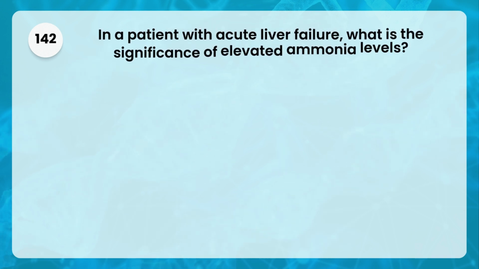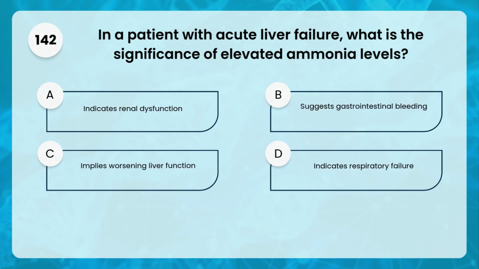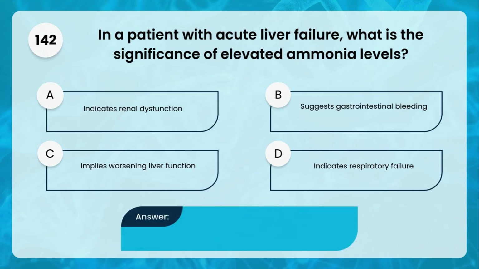142. In a patient with acute liver failure, what is the significance of elevated ammonia levels? A. Indicates renal dysfunction. B. Suggests gastrointestinal bleeding. C. Implies worsening liver function. Or D. Indicates respiratory failure. The answer is C. Implies worsening liver function.